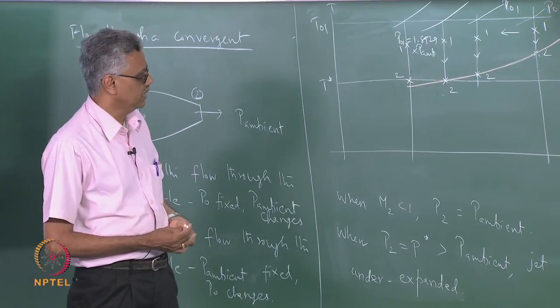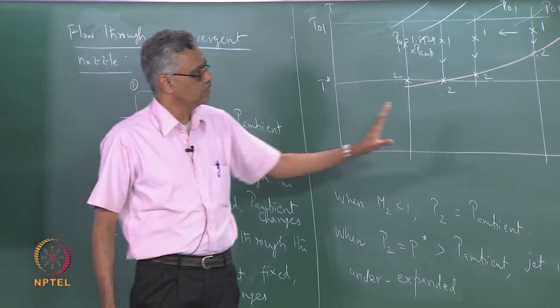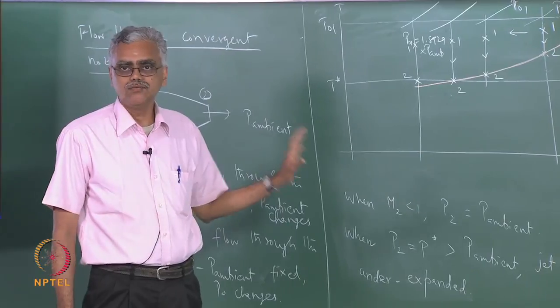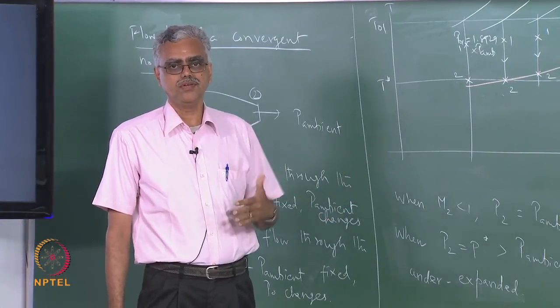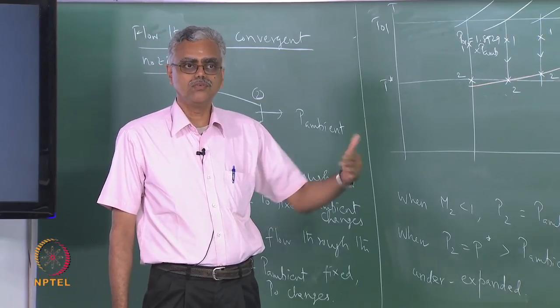What we will do in the next class is go through the same type of argument for a convergent divergent nozzle. Okay, what happens, what are the sequence of events when we pull a flow through a convergent divergent nozzle.